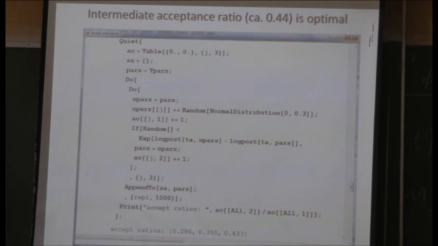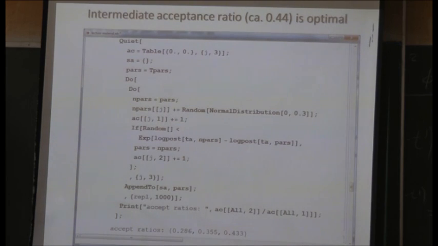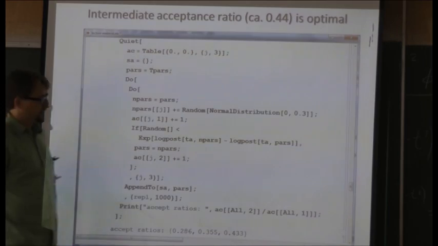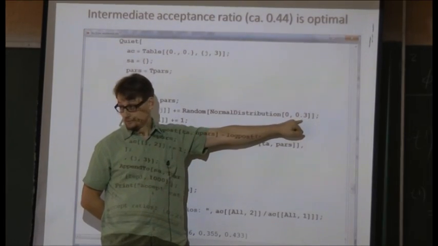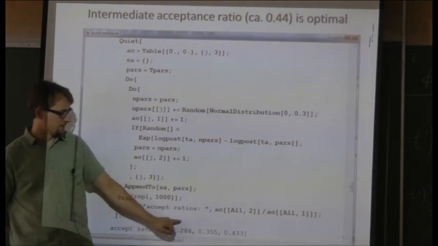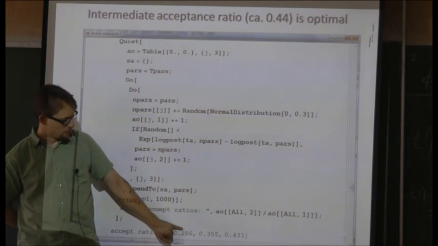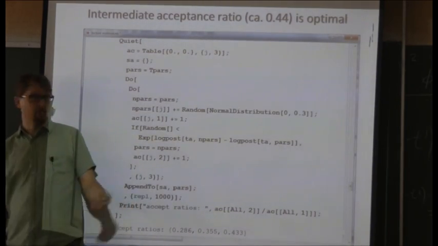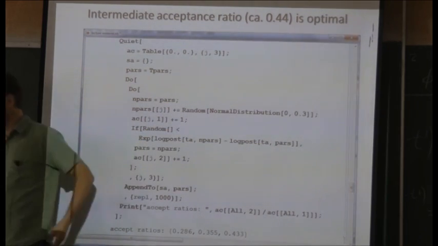Okay? And you can show theoretically that if you update one parameter in a turn, then something like 0.44 is the optimal value. Okay? So I just adjusted manually the proposal standard deviation to 0.3, which gives me something like that. I mean, not very close to that, from 0.3 to 0.43, but it doesn't really matter as long as you are far away from 0 and far away from 1.